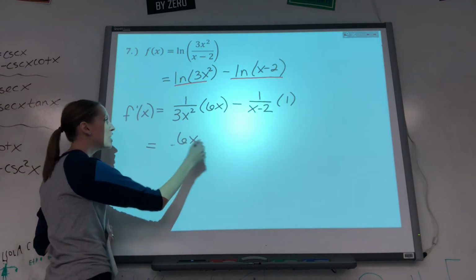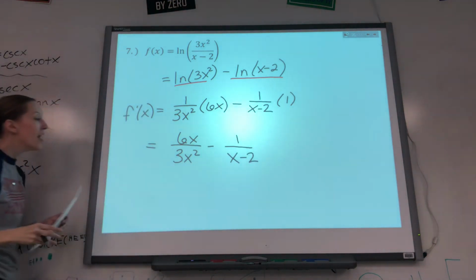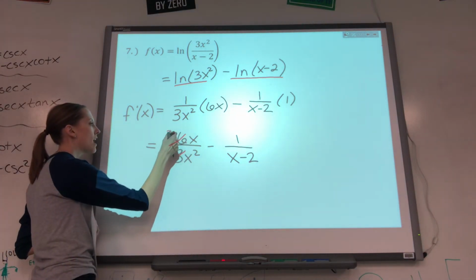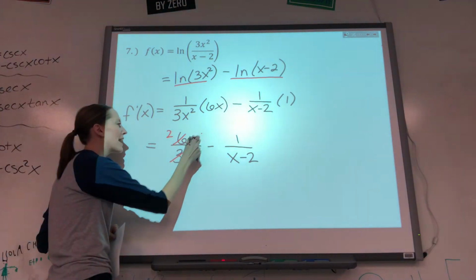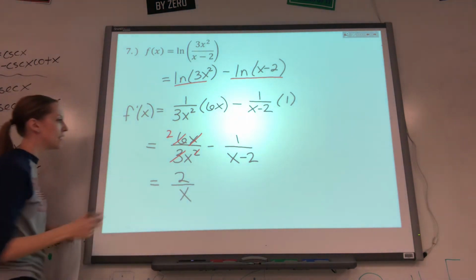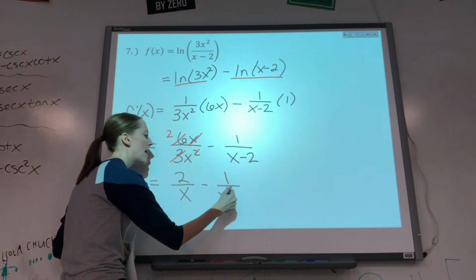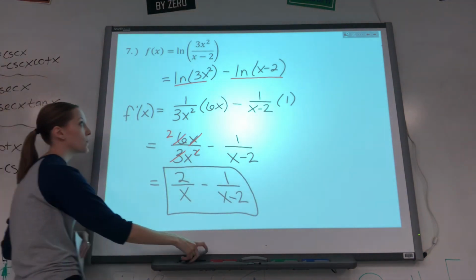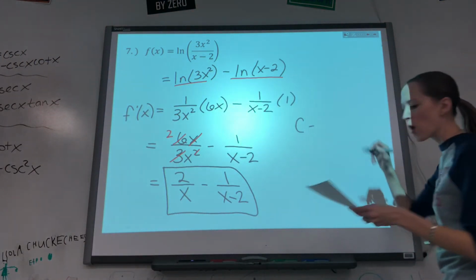So to make this look better, I've probably got a couple more things that I could do. The 6x is on top, but if you divide by 3 on top and bottom, you can make that just a 2 on top. And divide by x on top and bottom, you won't have an x on top anymore. That just simplifies to 2 over x minus 1 over x minus 2. Okay, be on the lookout for other properties.